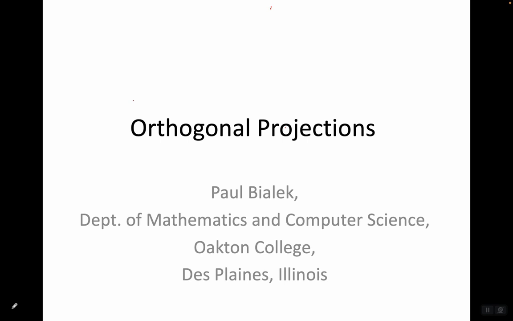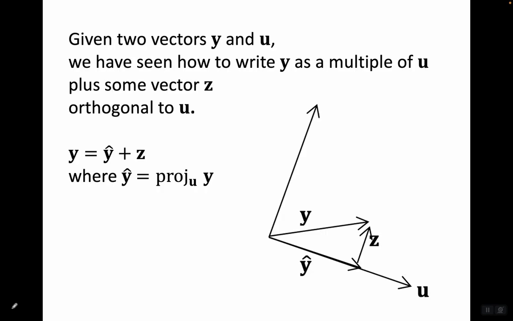Let's look at orthogonal projections. Given two vectors y and u, we have seen how to write y as a multiple of u plus some vector z orthogonal to u. So here's y. Y equals y hat. This is a vector that's parallel to u. And z is a vector that's orthogonal to u. So y equals y hat plus z. Y hat is what we sometimes call the projection of y onto u.